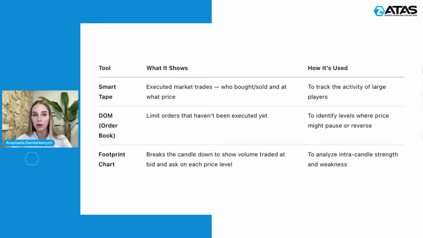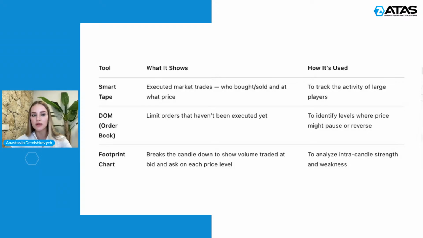The smart tape shows you what traders are actually doing right now: the executed market trades, who bought or who sold, and at what price they did it. It is usually used to track the activity of large players, as well as liquidity and the volatility of the market.